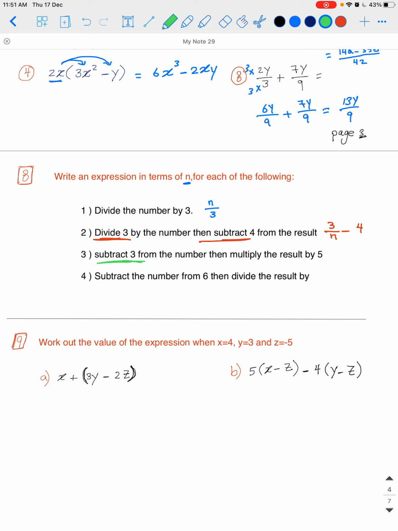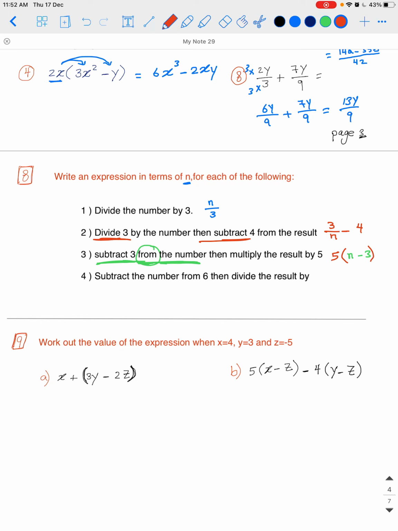Next one, subtract 3 from the number. Whatever comes after from in subtraction, put it at the beginning. So after from, it's the number. So the number at the beginning. Okay? Then subtract 3, minus 3. Then multiply the result by 5. So here this is the result, and I will multiply it by 5.